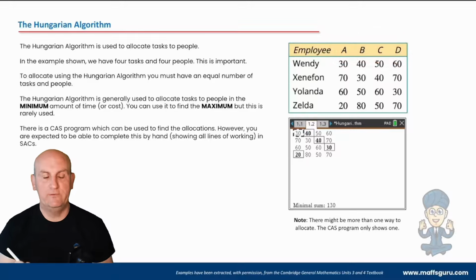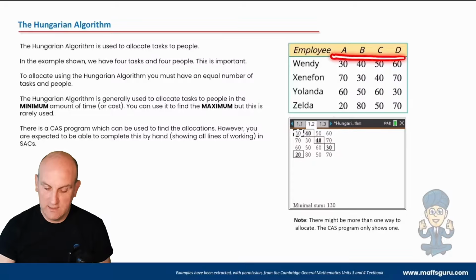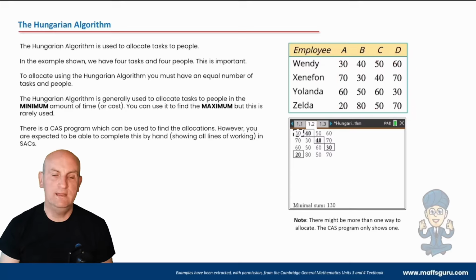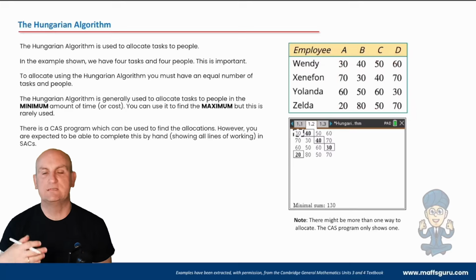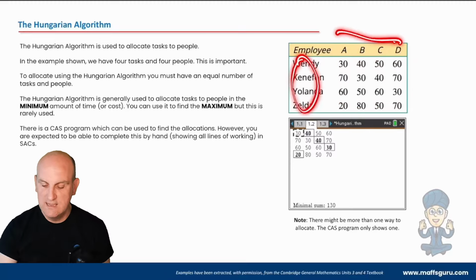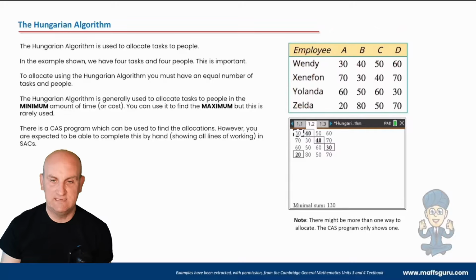Now, an important point to note about this is that for the Hungarian algorithm to work, that has to be square. All right, now we're going to put it into a matrix in a moment, but ultimately this has to be square. It has to have an equal number of tasks and people we're trying to allocate tasks.